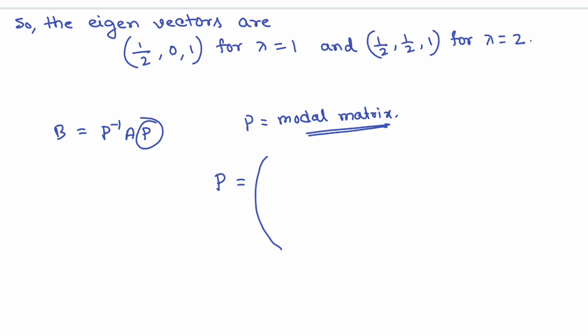Okay, that means here the eigenvectors are half 0 1, so this will be half 0 1, and half half 1. Okay, in this way you have to find the modal matrix P, then find P inverse and the product P inverse AP. That will be your diagonal matrix, and this is the concept of diagonalization. Okay, so in my next lecture I will complete the total concept of diagonalization.